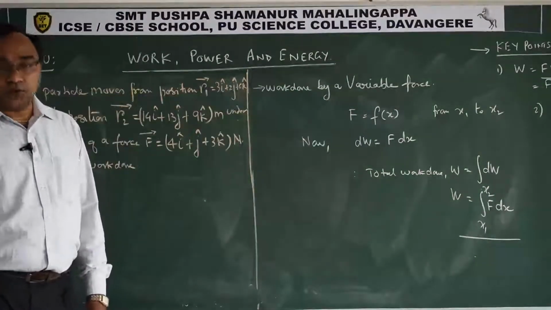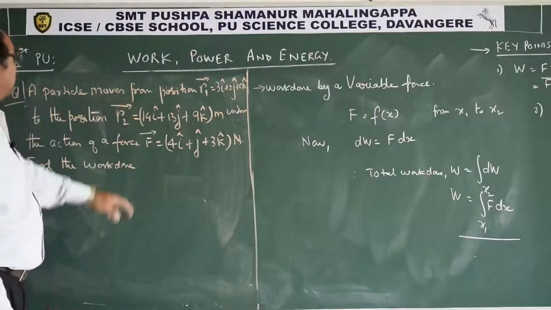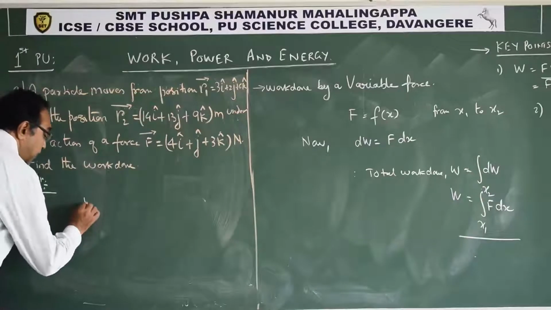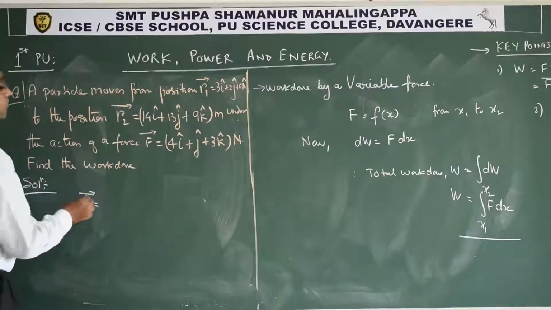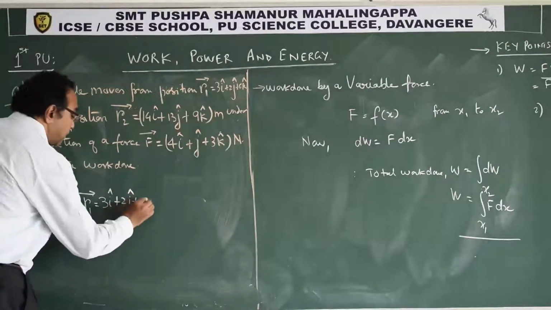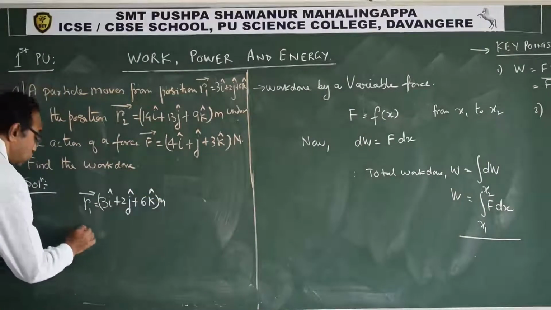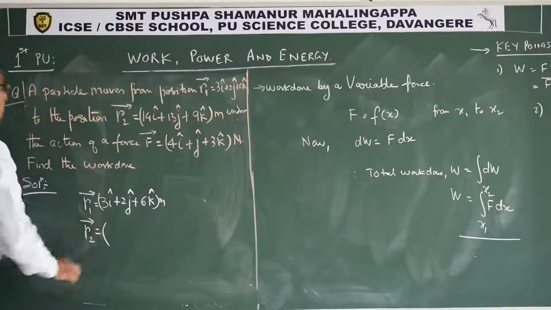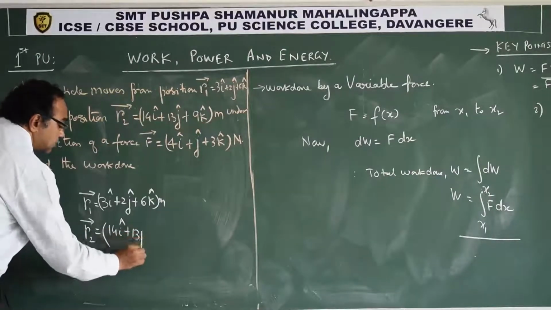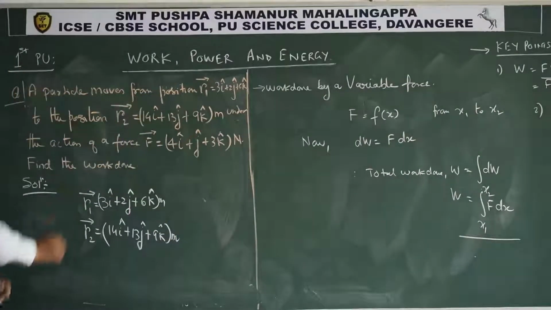Well students, let us take one more numerical. The question reads like this: a particle moves from position R1. Please try to understand the language. The initial position is given. R1 is given as 3i plus 2j plus 6k meters. This is given as initial position. R2 is given as final position: 14i plus 13j plus 9k meters. This is what is given.